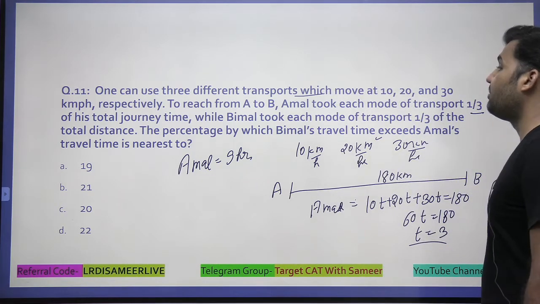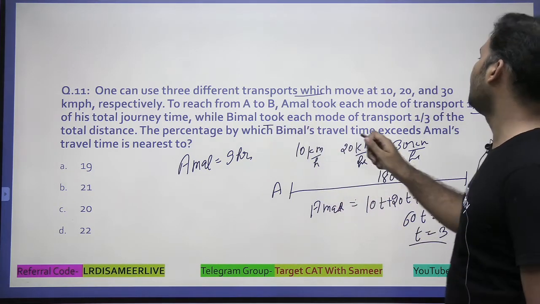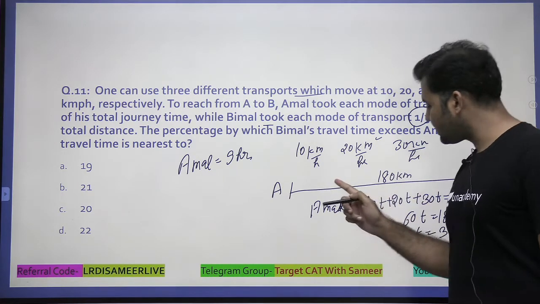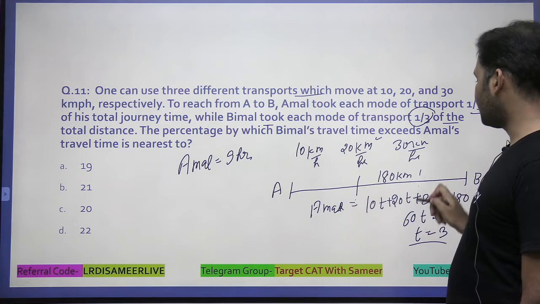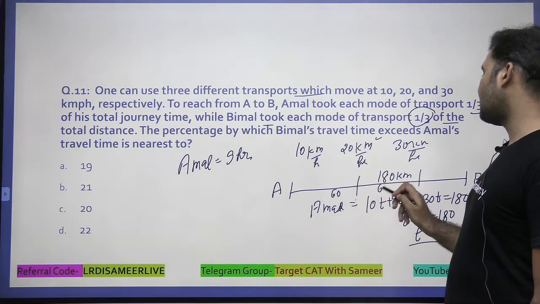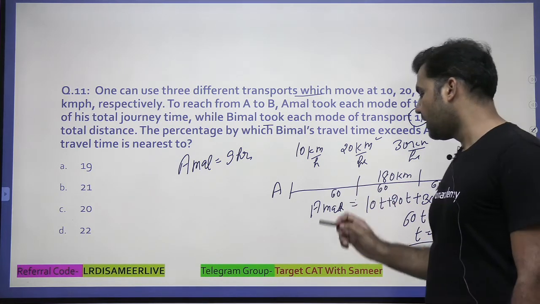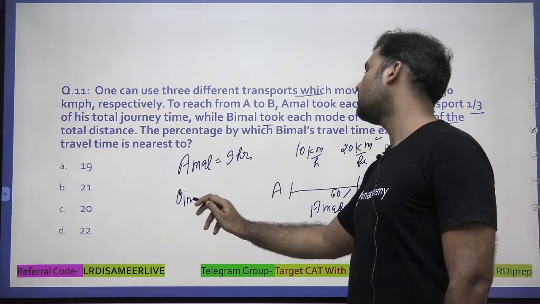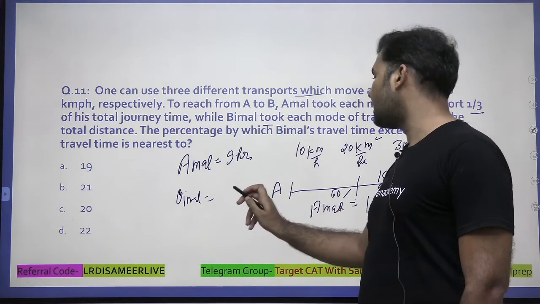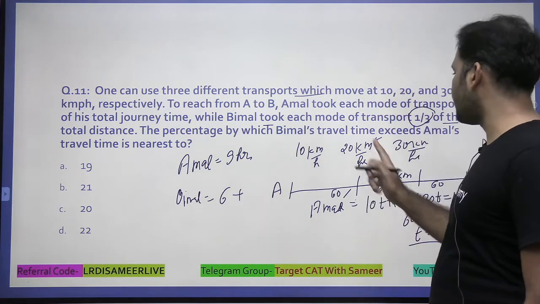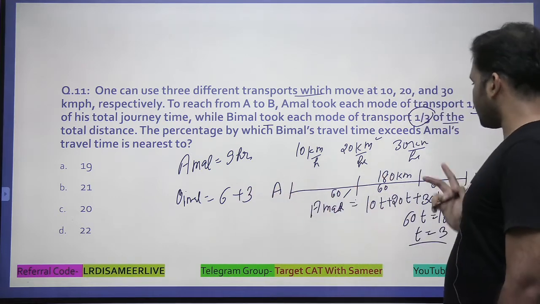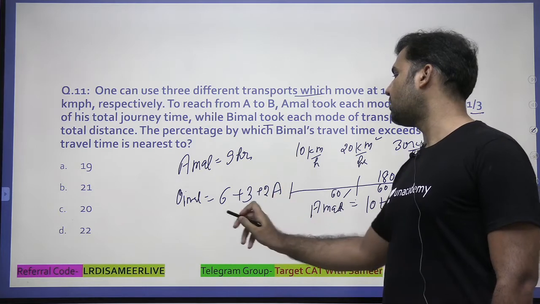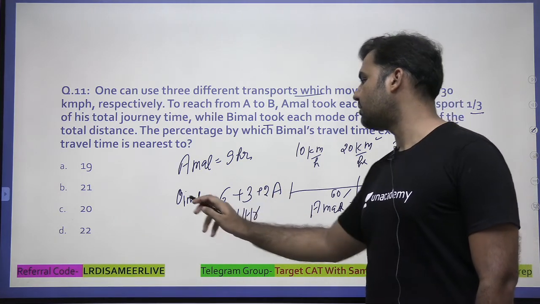Now Bimal is taking each mode of transport for 1/3 of the total distance. Now the whole distance is 180. If I divide the total distance into 3 equal parts, one distance would be 60, another would be 60, and the third will also be 60. Now the first distance of 60 at 10 km per hour, time taken by Bimal would be 60 by 10, that means 6, plus 60 by 20, that means 3. Next, a distance of 60 at a speed of 30 will take 2 hours. So Bimal will be taking 11 hours, right? Bimal will be taking 11 hours.